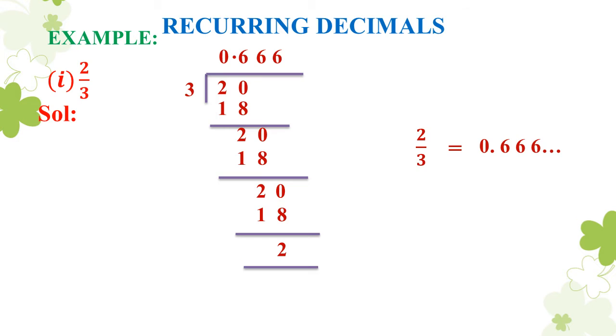2 by 3 equals 0.666 and so on. Such decimals are called non-terminating recurring decimals. In this particular decimal, 6 is repeating itself. So we can write it like 0.6 with a dot, or 0.6 with a bar. This is a non-terminating recurring decimal.